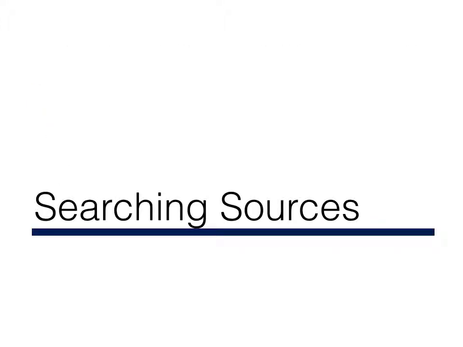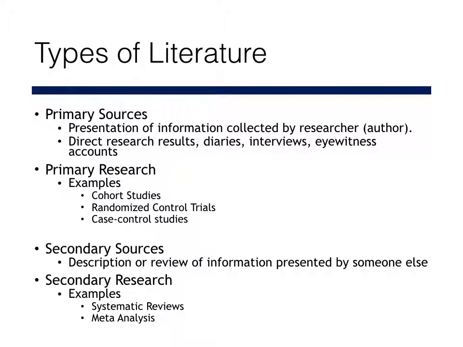So now let's talk a little bit about how to search different sources. What type of literature should you be reviewing? You should be reviewing two types of literature: one, primary sources, and the other, secondary sources.